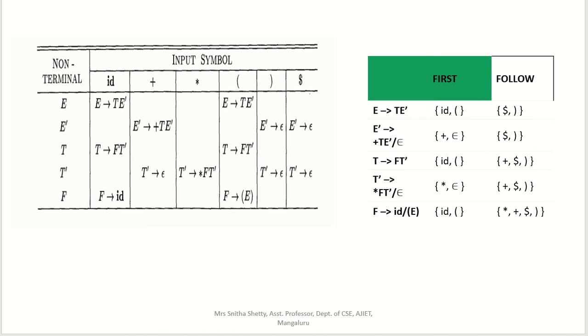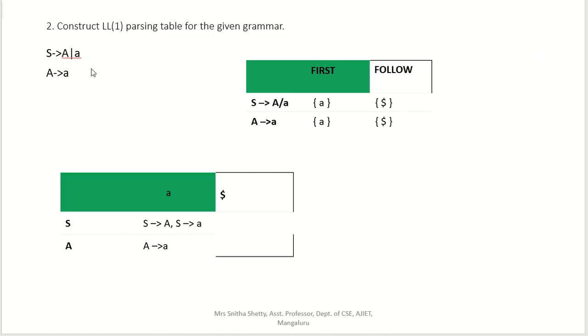Okay, so now let's move to the second problem. Look at the question: construct the LL1 parsing table for the given grammar. So they have given the grammar. As soon as they give the grammar, you should calculate what? First and follow. Before calculating first and follow, you should see whether the grammar has left recursion, whether it needs left factoring. This grammar is not left recursive, and it doesn't need any elimination of left recursion, and it is a deterministic grammar, right? So S gives A bar A gives A. Now let's calculate first and follow.